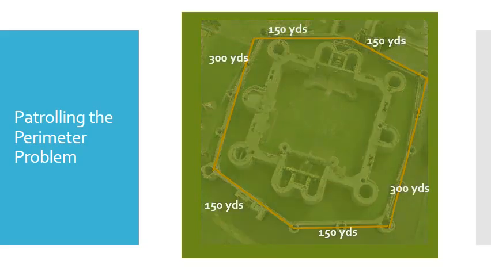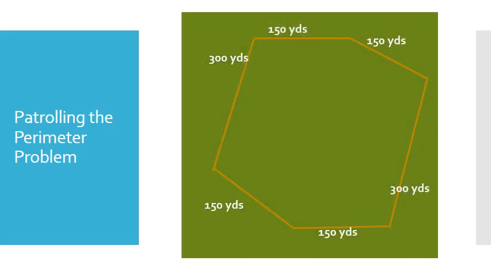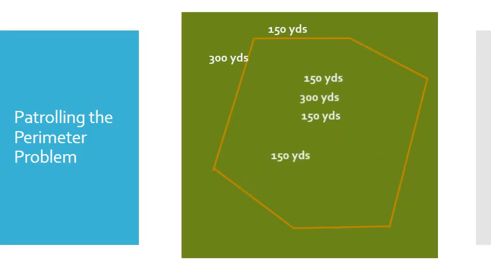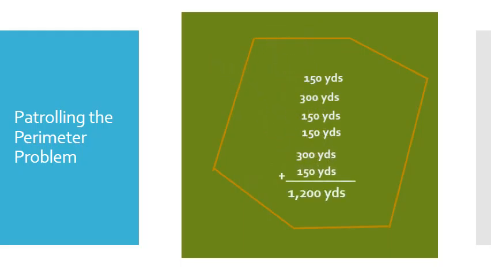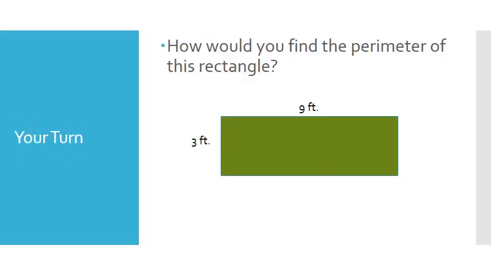To find the perimeter of this castle wall, I take each of the sides and add them together for a grand total of 1,200 yards. Now it's your turn. In your journal or with your partner, describe how you would find the perimeter of this rectangle using the given information.